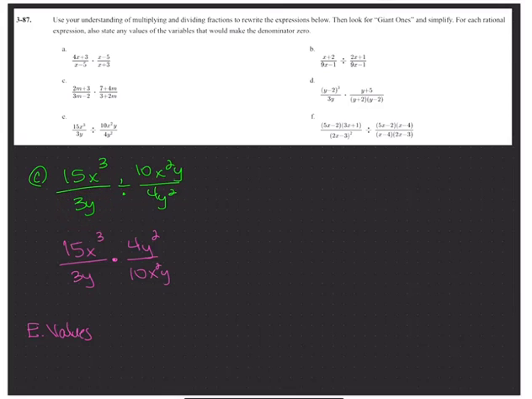So my excluded values, we know that x cannot equal 0, right? Or sorry, we don't know about x yet. I haven't talked about x. I don't know my letters today.